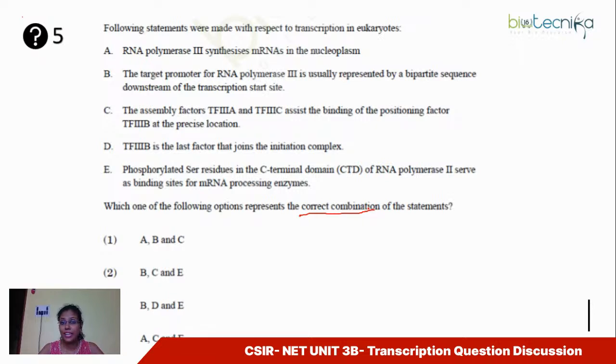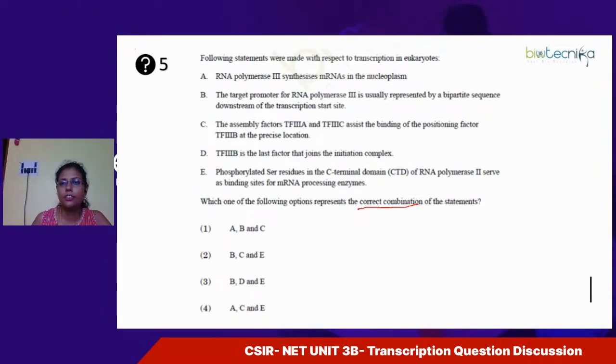Now be very careful. They are talking about transcription factor 3A, 3C. That means they are talking about polymerase 3, not polymerase 2. They are talking about the transcription initiation of polymerase 3. So it's not mRNA. Polymerase 3 doesn't transcribe your mRNA, isn't it? Polymerase 3 transcribes the tRNAs and your 5S rRNA.